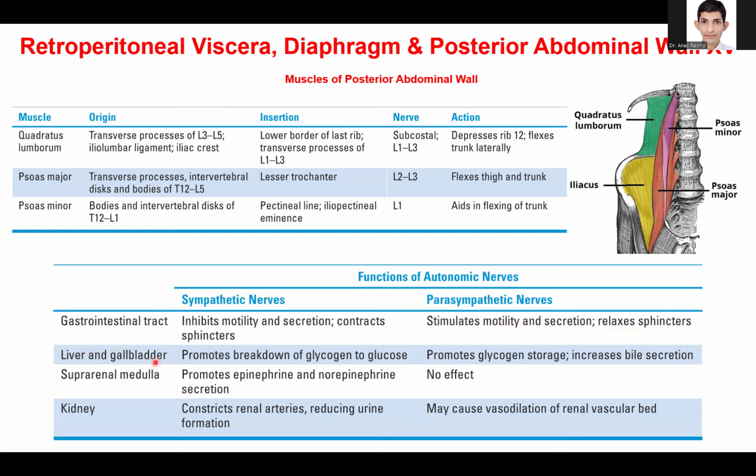In the liver and gallbladder, sympathetic nerves promote breakdown of glycogen into glucose. When parasympathetic nerves are active, they promote glycogen storage and increased bile secretion. In the suprarenal medulla, sympathetic nerves promote epinephrine and norepinephrine secretion, while parasympathetic nerves have no effect. In the kidneys, sympathetic nerves constrict renal arteries and reduce urine formation. Parasympathetic nerve action may cause dilation of renal vascular beds.